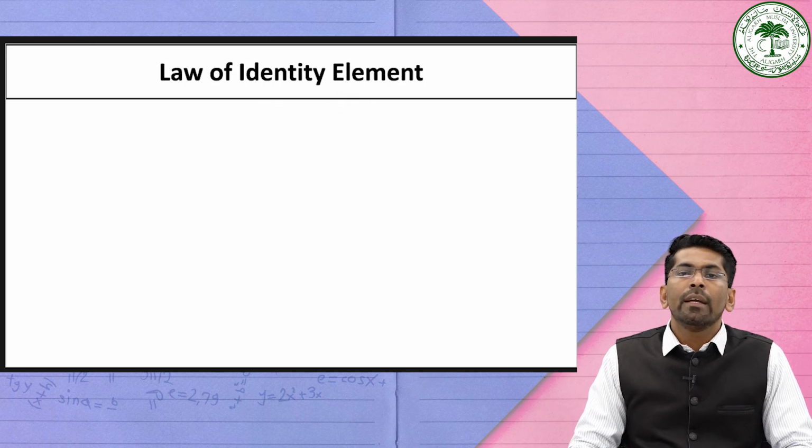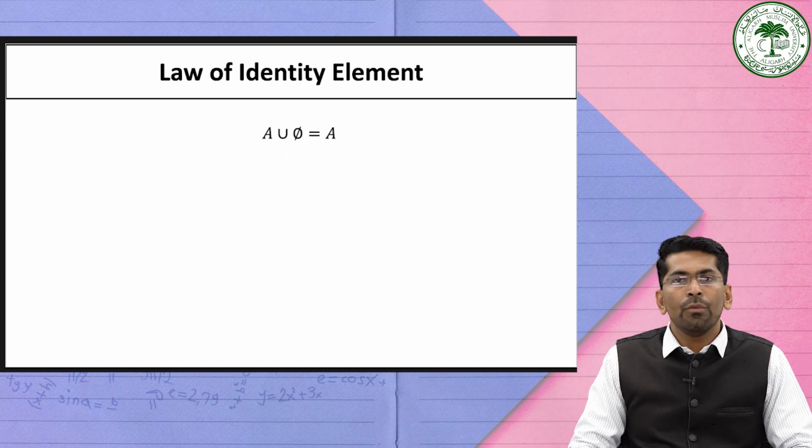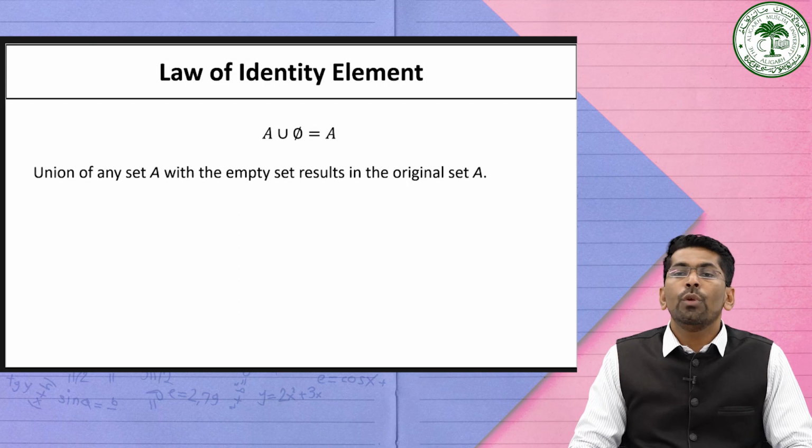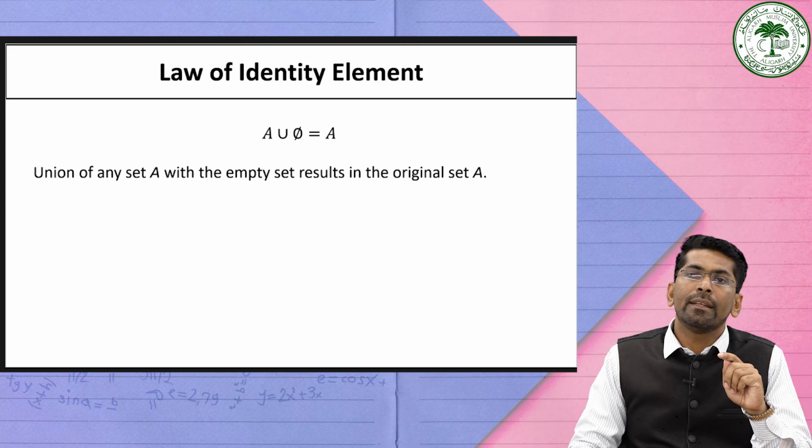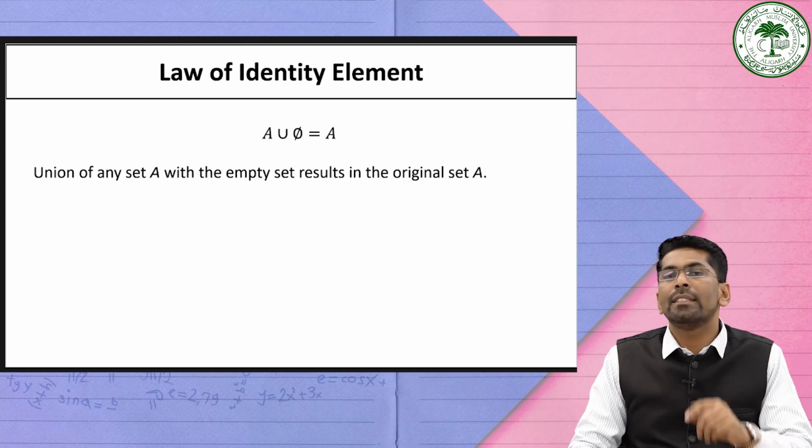So here it is, A union phi equals A, which represents the law of identity elements for the union of sets. So the empty set, that is phi, is the identity element for the union operation. So we can say that A union phi equals A, which states that the union of any set A with the empty set results in the original set A.